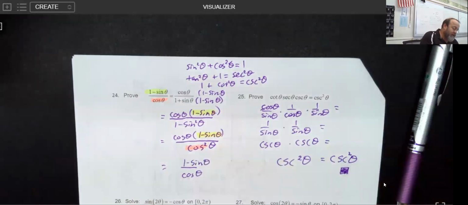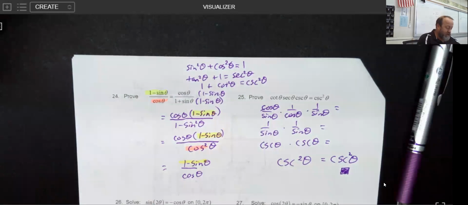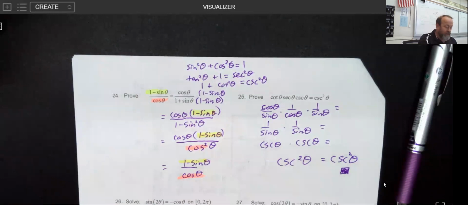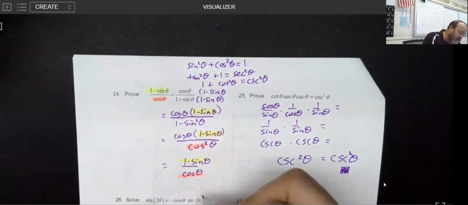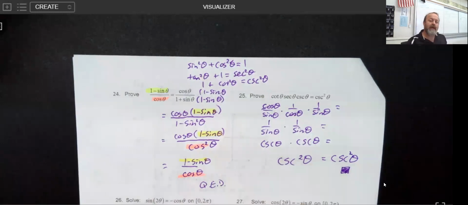And notice that I have exactly what I wanted on top, and I have exactly what I wanted on the bottom, and we're done. And so again, like I said, we could either write the little box thing, or if we wanted to, we could write QED, which stands for it has been demonstrated, in a fancy Latin format.